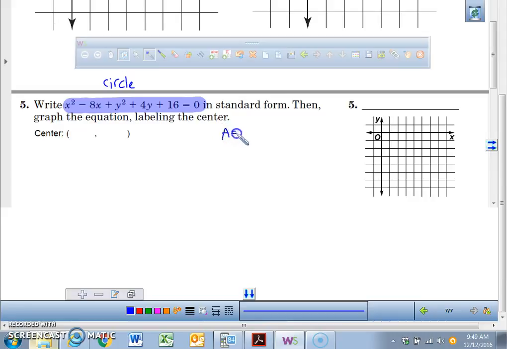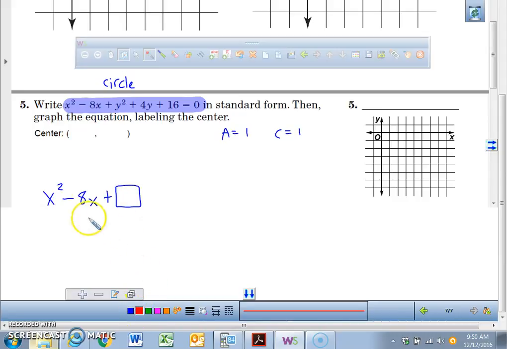Our a value is equal to 1. Our c value is equal to 1. You guys remember that long ax squared plus bxy plus cy squared plus dx plus ey plus f equals 0. You guys wrote that down from 10-6. Right now I know these are equal. So we're going to complete the square 2 different times with this circle.